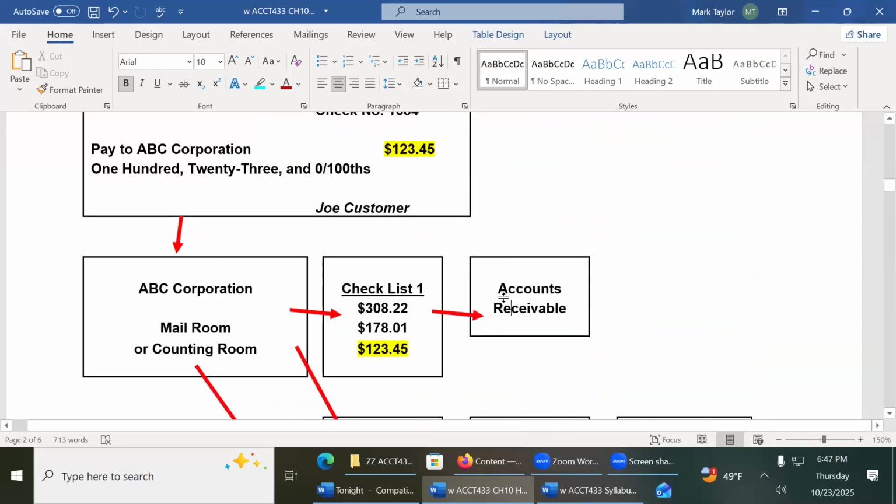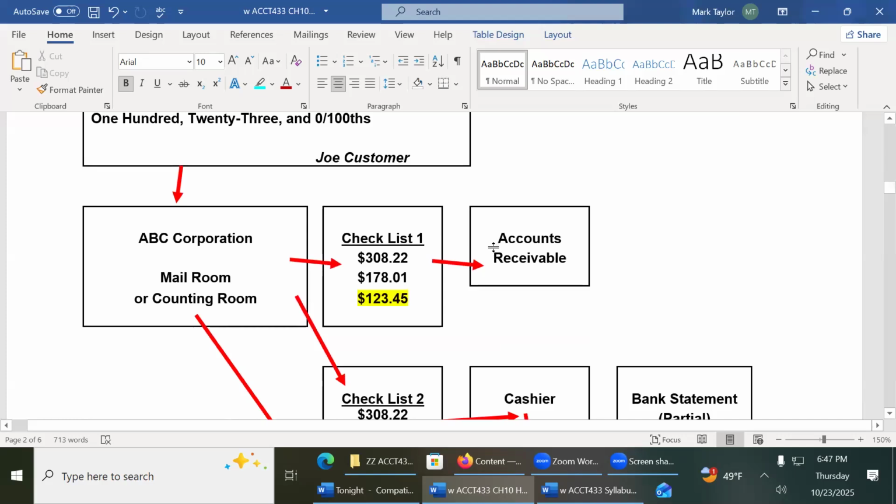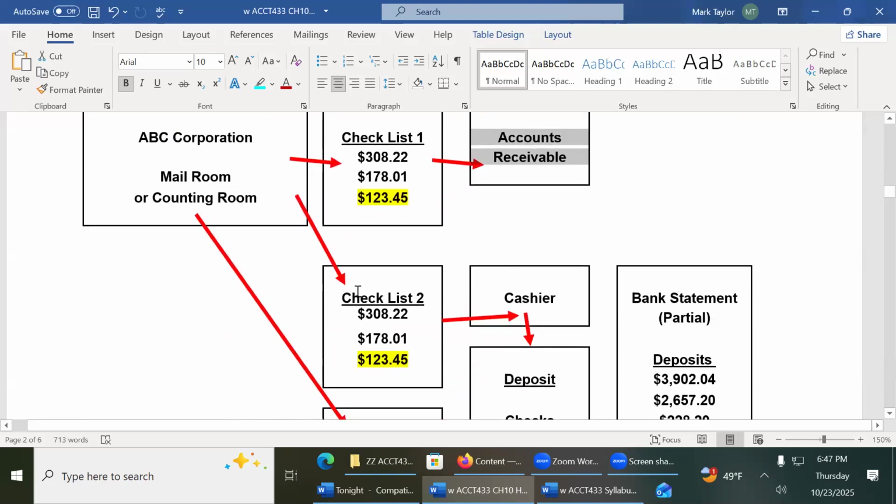The accounts receivable should match up to that also. Yep. And one of the things that they do is they match up the accounts receivable in total to the checklist too, which is another control that they'll often do.